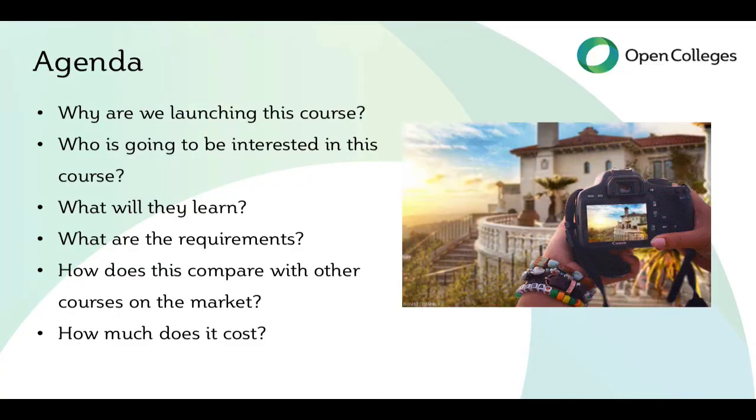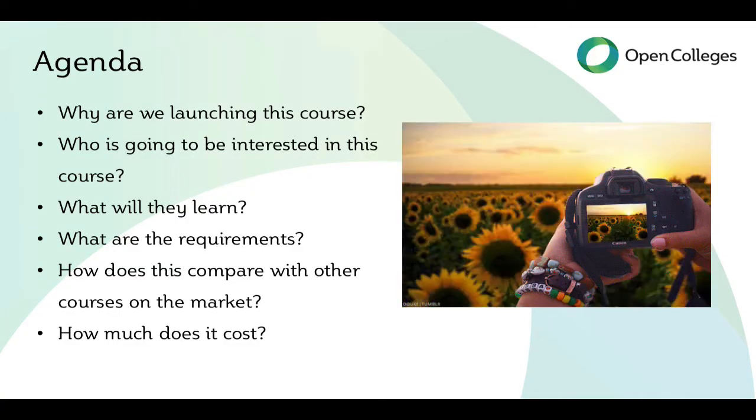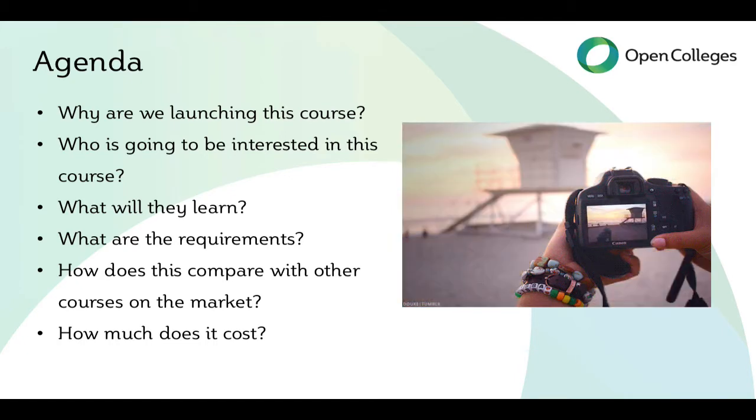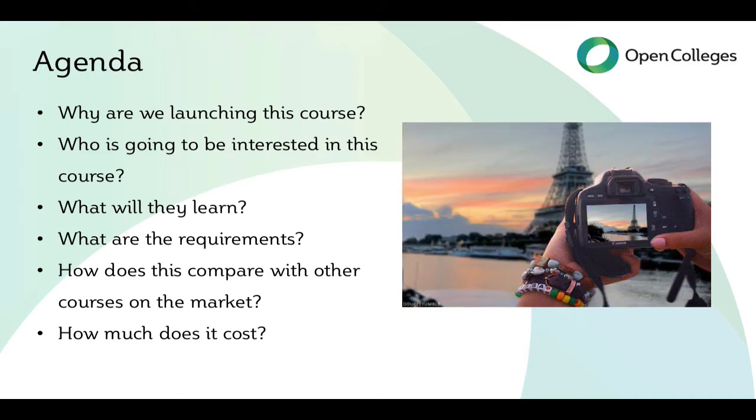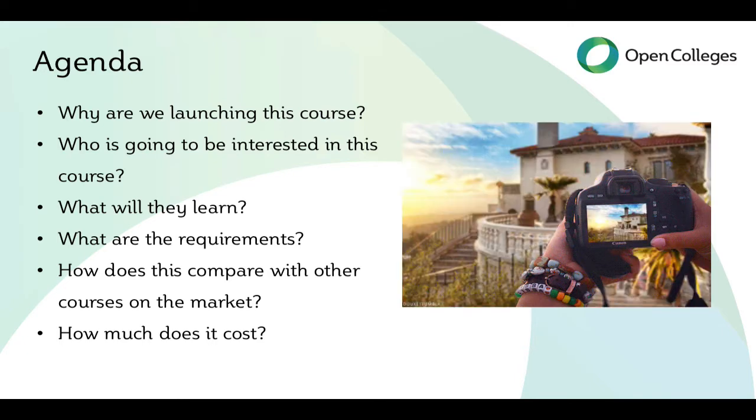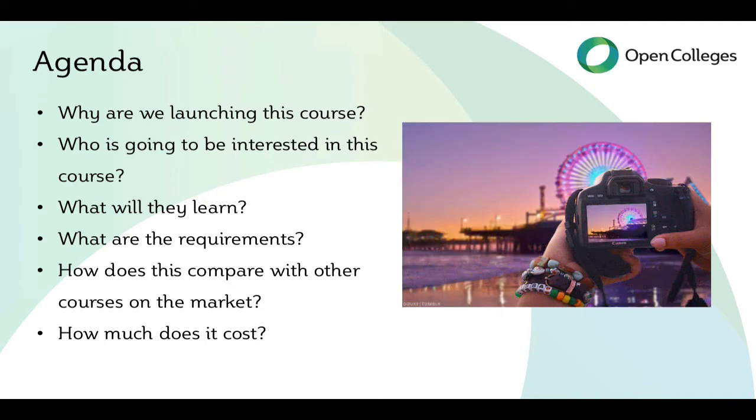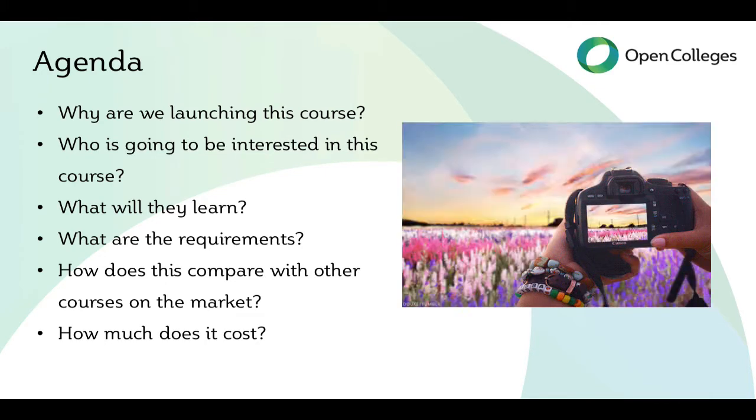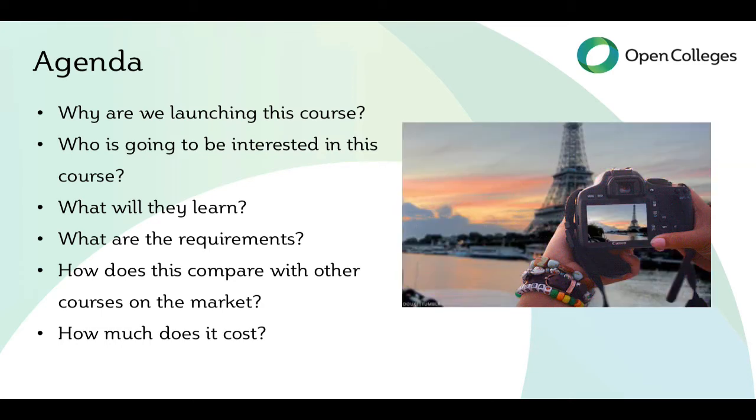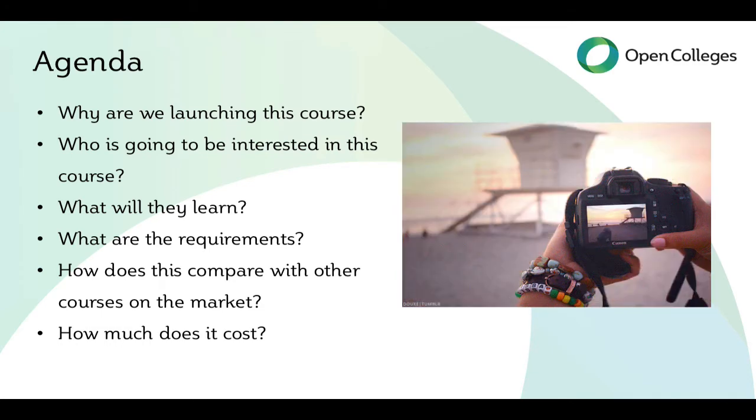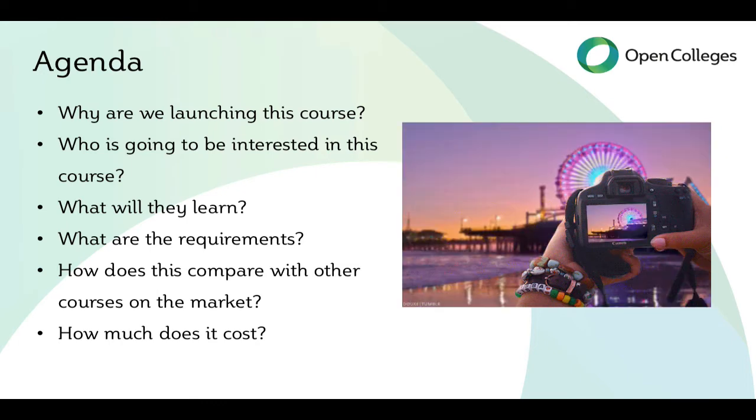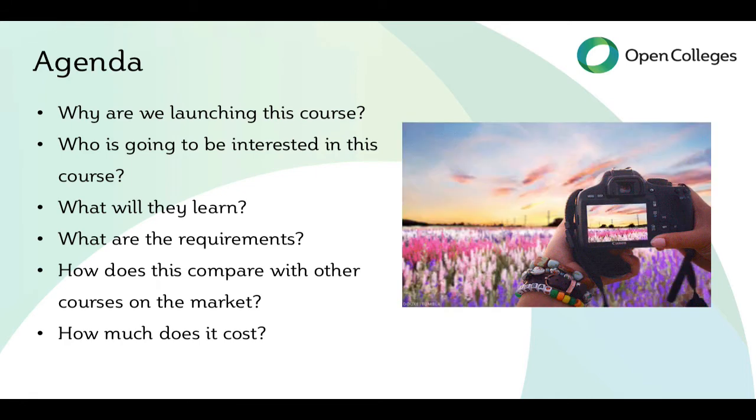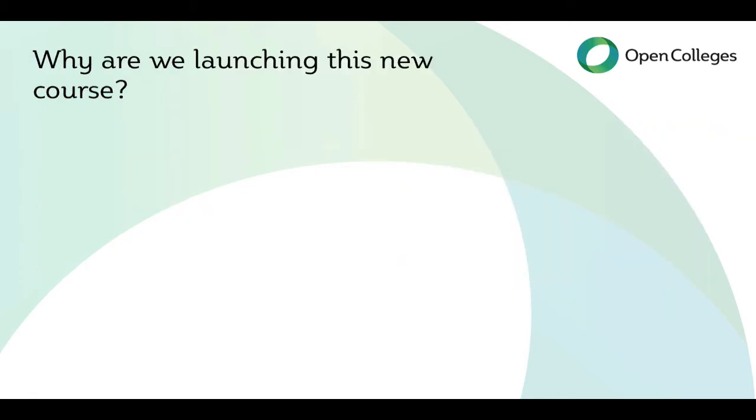So what we're going to talk about today is we'll go into the rationale behind why we're launching the course. We're also going to talk about the potential target audience, so who we think is actually going to be interested in this course and why they want to enroll. And then we'll go into the actual structure of the course, the information about what they'll learn and what the requirements are that they need to enroll in the course. We'll take a look at how this course compares to other competitors on the market, and then we'll finish off with the all-important information about price and how much the course costs.